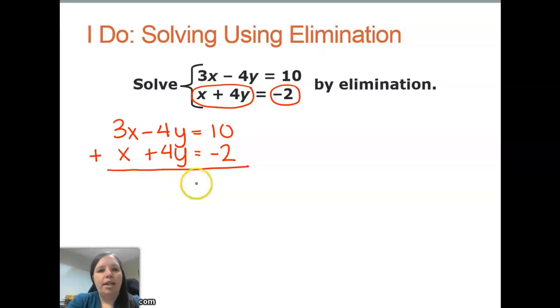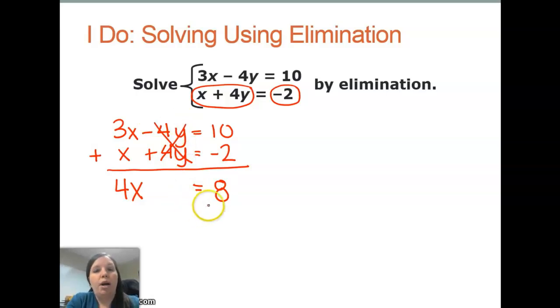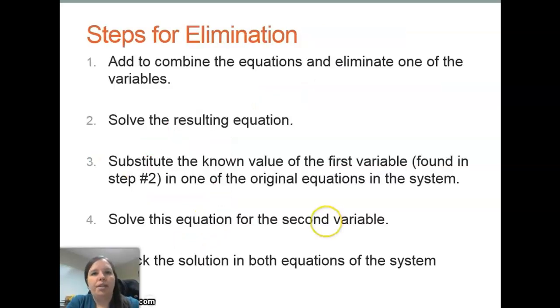So I'm going to add together 10 and -2, which gives me 8 on the right side. And now on the left side, I'm going to add together like terms. Notice how I line these up with my x's and my y's lined up. 3x and x gives me 4x. And -4y and +4y give me 0y. So the y's have canceled out. So why is this method called elimination? It's because we're going to eliminate one of the variables.